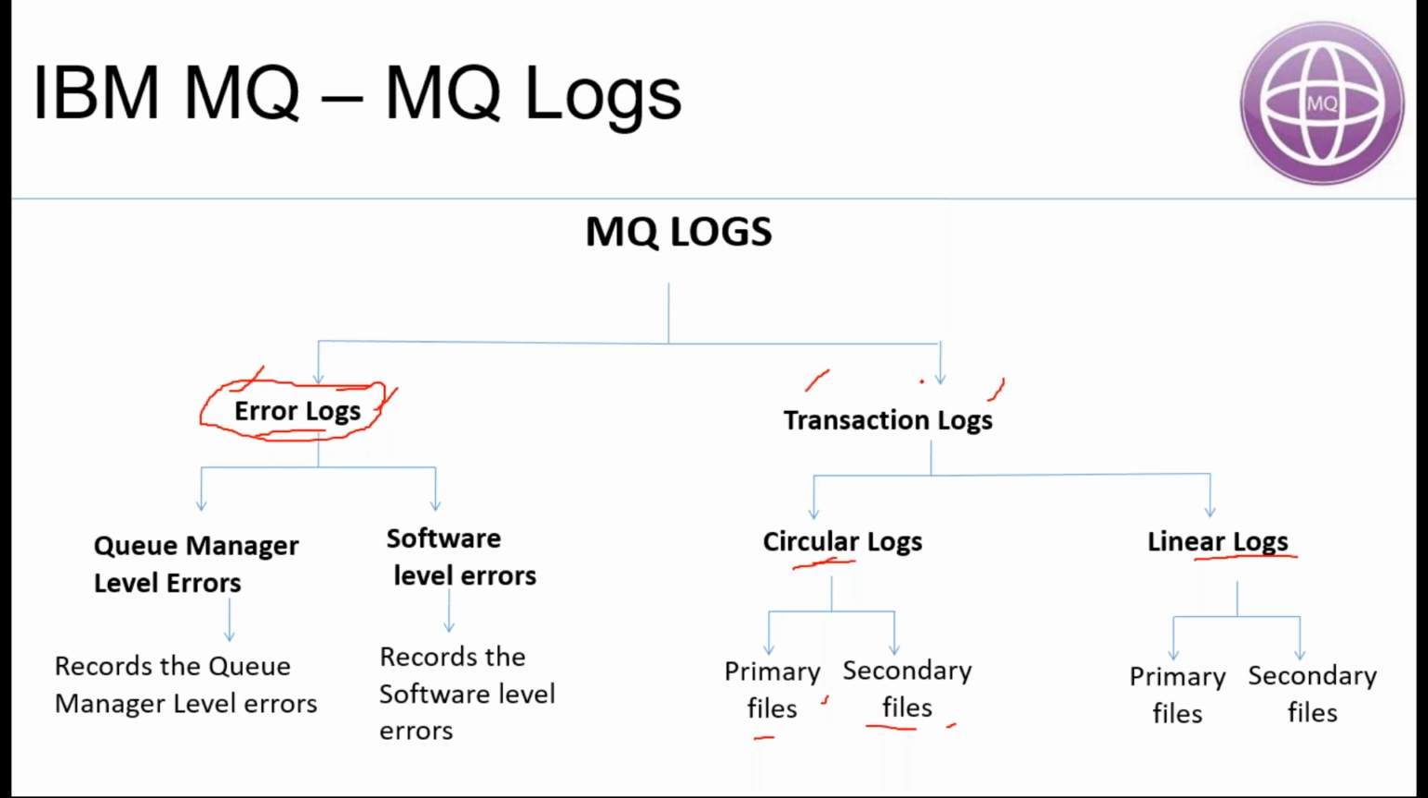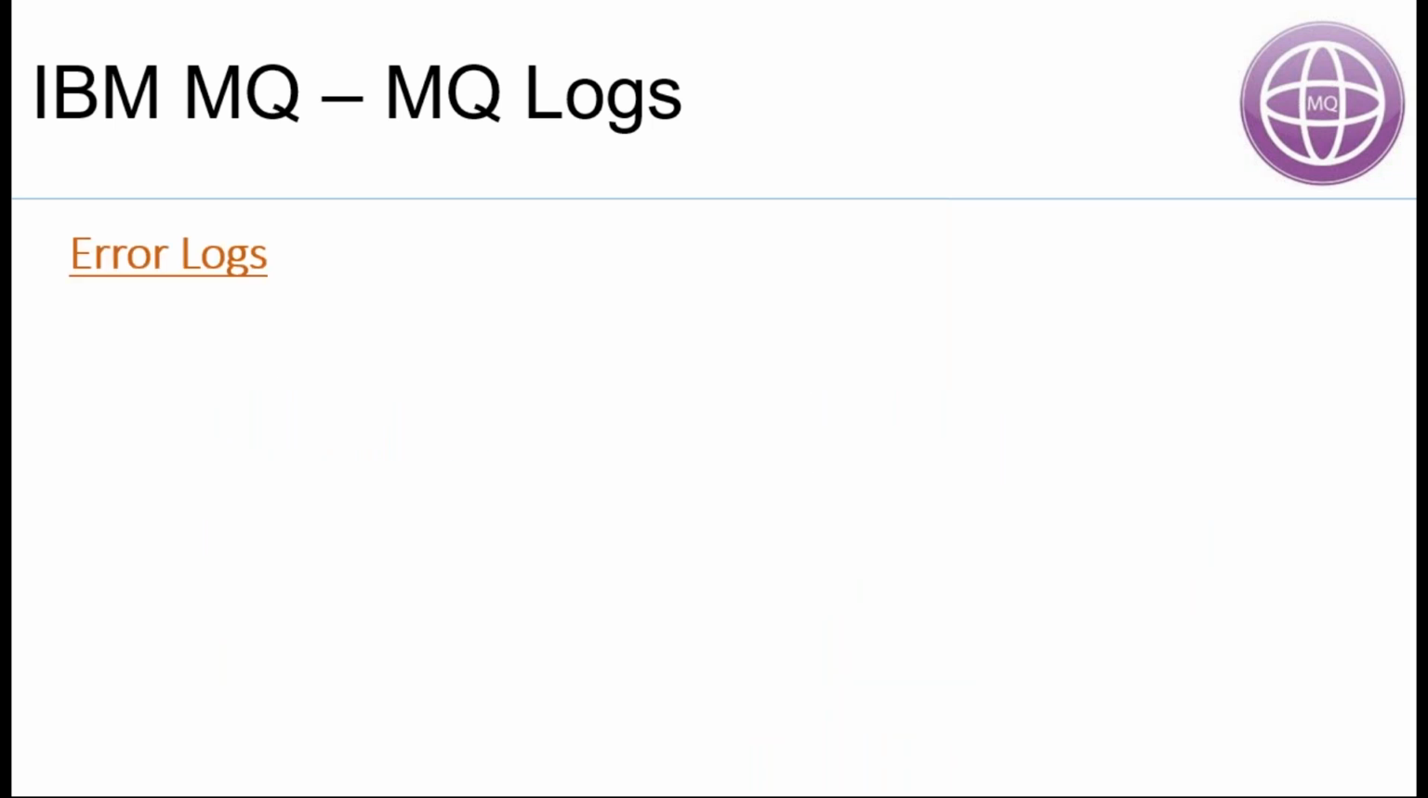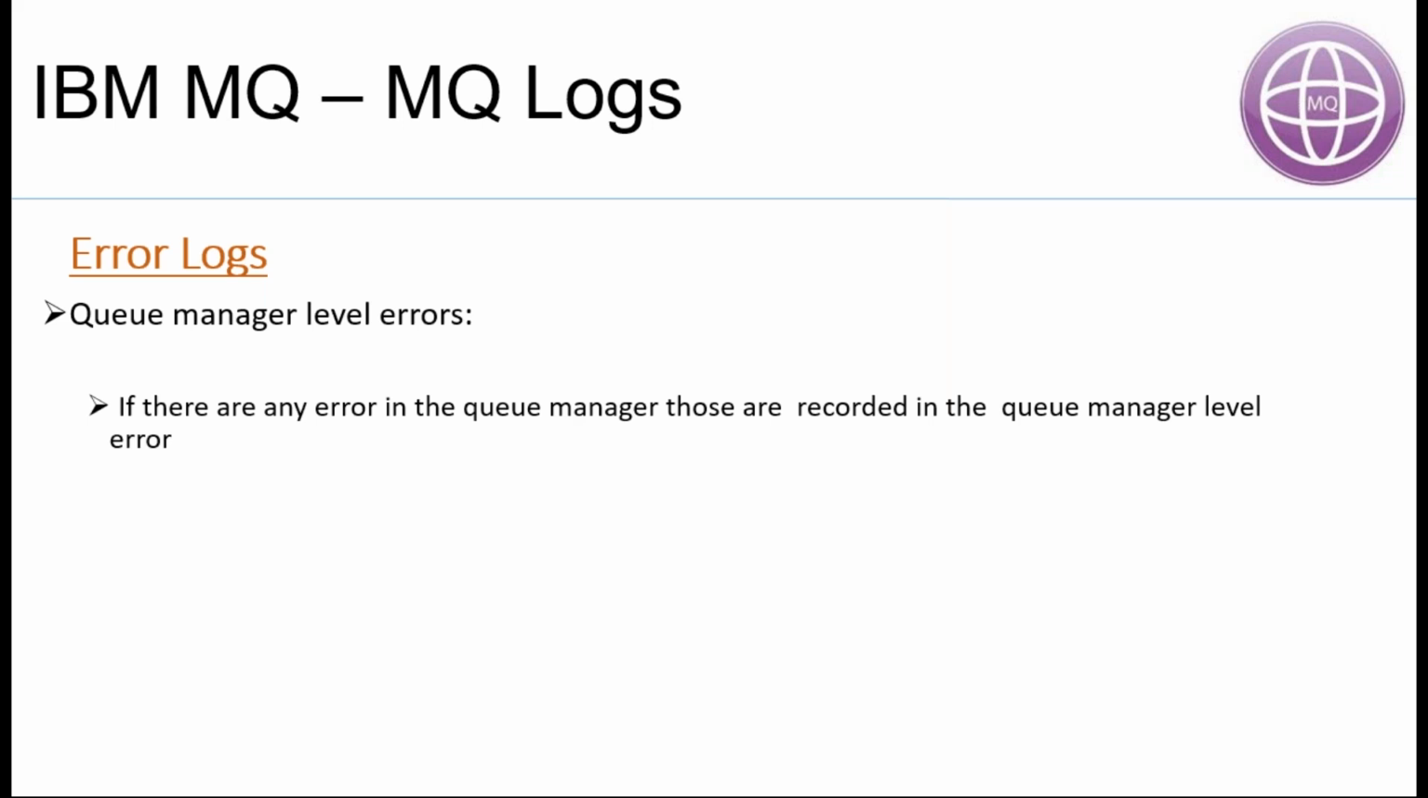So anyway, right now forget about this. Now let's come to the error logs. Error logs will basically record the error information of a queue manager or the particular MQ software. Let's come to the queue manager level errors first. If there are any errors in the queue manager, those are recorded in the queue manager level error log.